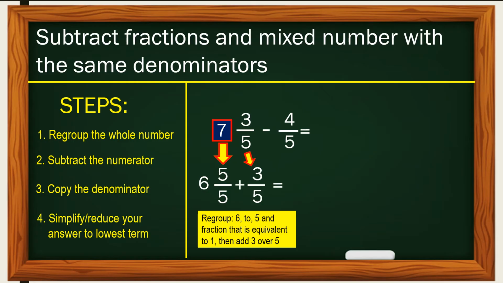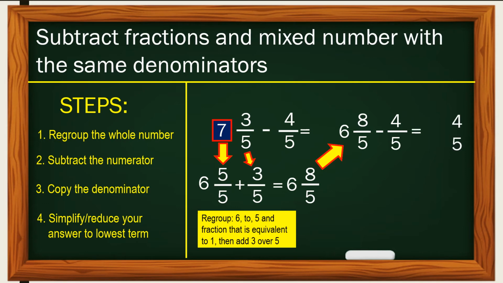Okay? So, let us add 5 plus 3, is equal to 8 over 5. Then, copy the whole number. So, yung 6, 8 over 5, yun ngayon ang magiging mixed number natin. Okay? Then, copy the second fraction, 4 over 5. Now, let us subtract 8 minus 4 is equal to 4/5, then copy the whole number.